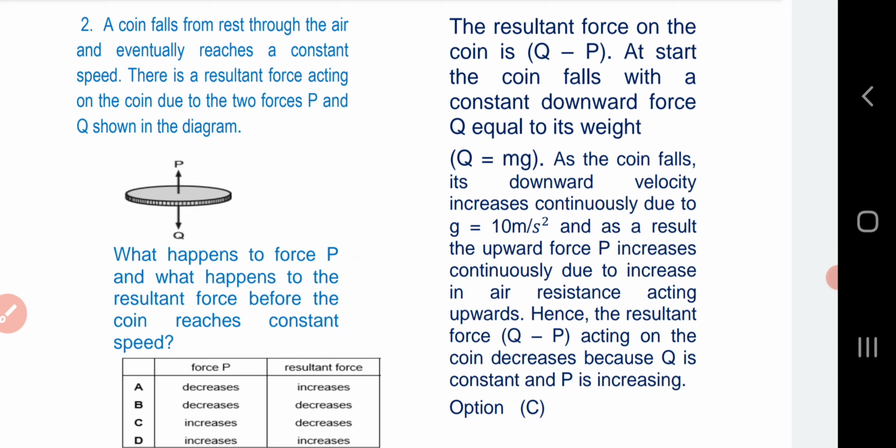At start, the coin falls with the constant downward force Q equal to its weight, Q is equal to mg. As the coin falls, its downward velocity increases continuously due to g equal to 10 meter per second square, and as a result the upward force P increases continuously due to the increase in air resistance acting upwards. Hence the resultant force Q minus P acting on the coin decreases because Q is constant and P is increasing. Option C is the answer.